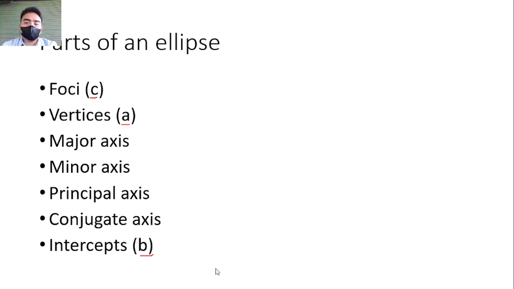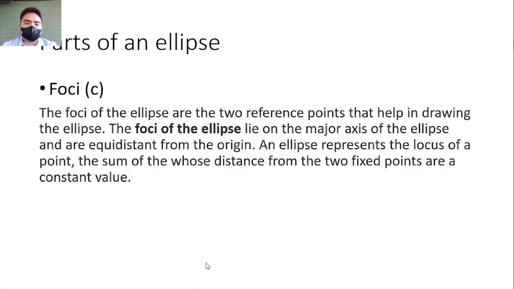Starting with the first part of the ellipse, we have the foci. What are foci? Foci are the two reference points of the ellipse that help us in drawing the ellipse. The foci are one of the big factors, one of the components that help us locate and draw our ellipse. The foci in an ellipse are two reference points. Please take note of that.